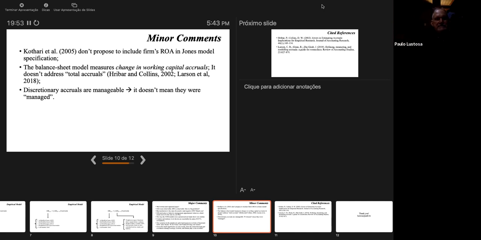The second minor question is, the balance sheet model measures change in working capital accruals. I have already said this. It doesn't address total accruals. You can see the paper from Hribar and Collins 2002 and Larson et al. 2018. They show that the balance sheet model is only a partial measure of total accruals. It's only related to working capital accruals, not total accruals, of course. There's no goodwill, there's no investment in accruals, goodwill, and many other long-term accruals are not present in this model.